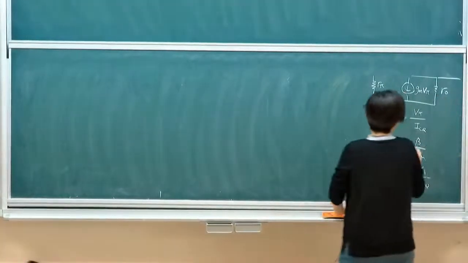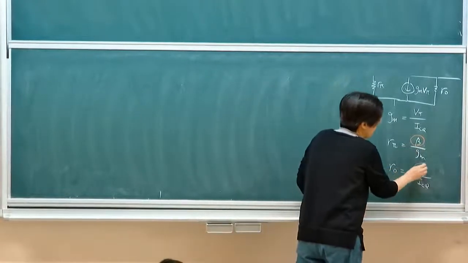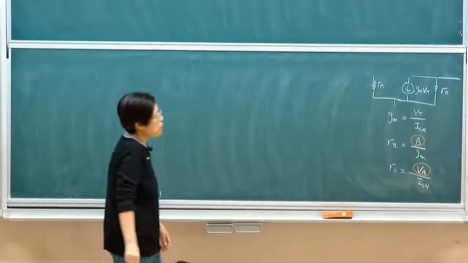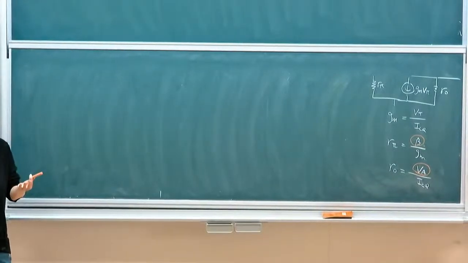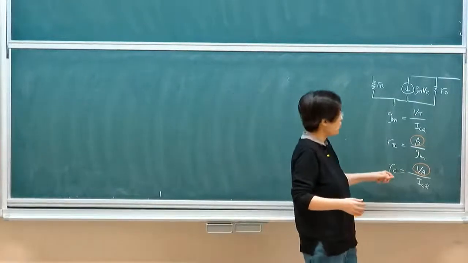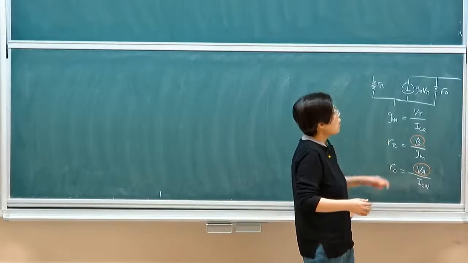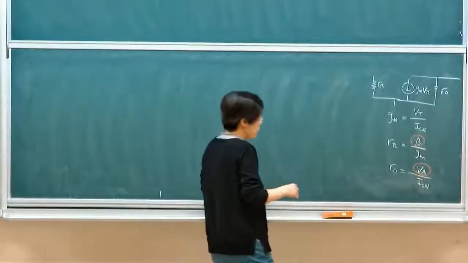So in finding this, you will need two more parameters, beta and VA. This will typically be provided to you in a device model. So you will know what the early voltage is, and then we can calculate output resistance, as well as r_pi, from beta and VA.